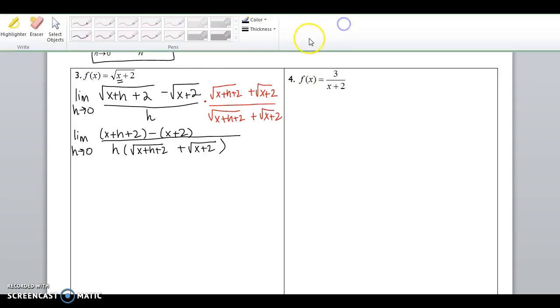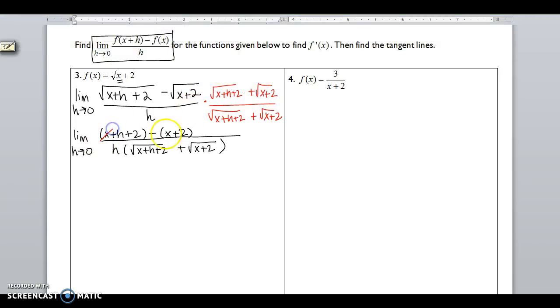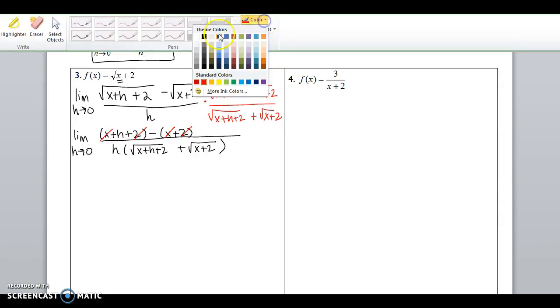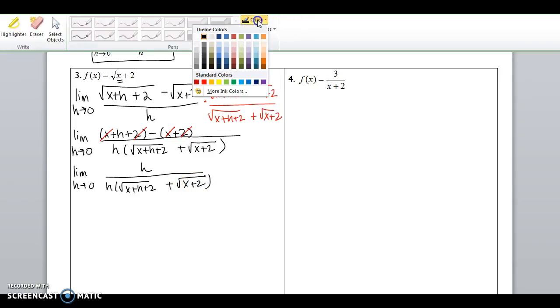Okay, up top, you can distribute that negative if you want, or you might already be able to tell. The x and the minus x will cancel out. The 2 and the minus 2 will cancel out. So what we have left is the limit as h approaches 0 of just h on top over h times square root of x plus h plus 2 plus square root of x plus 2. Now we see that the h's cancel out.